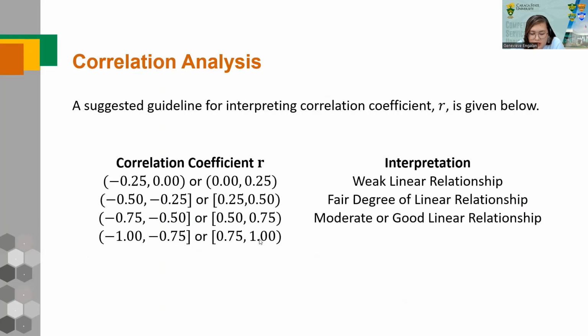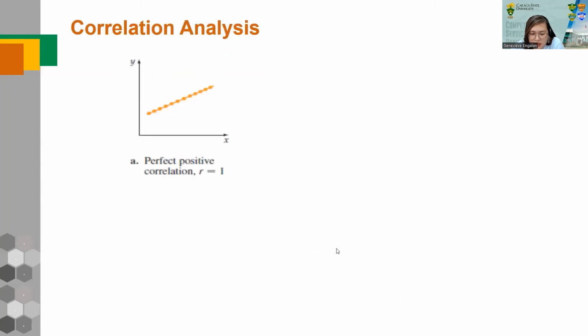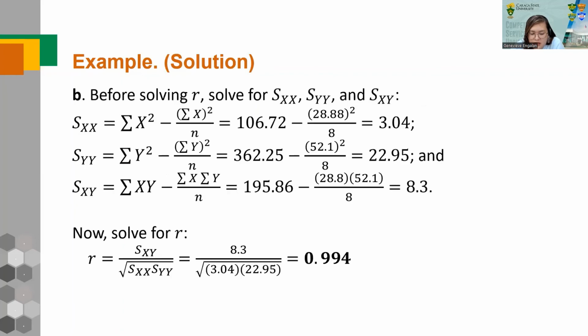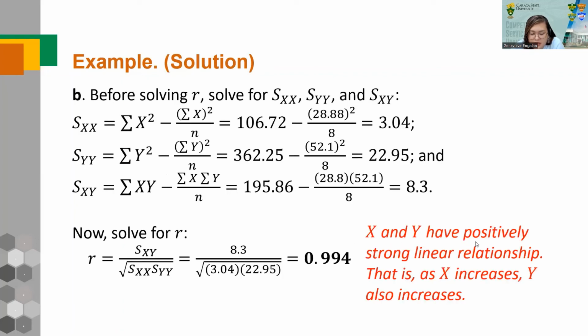0.994 indicates a strong linear relationship, a positively strong linear relationship. So, X and Y have a positively strong linear relationship. That is, as X increases, Y also increases. That is the interpretation of our R. It means our regression model is good to predict future values, since there is a strong relationship between our X and Y, or the independent and dependent variables.